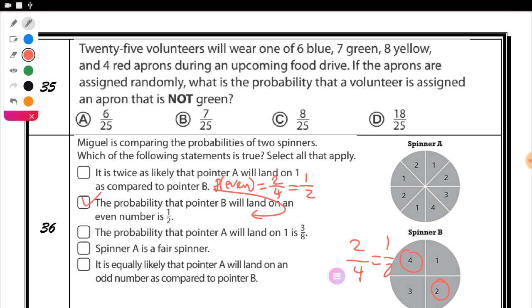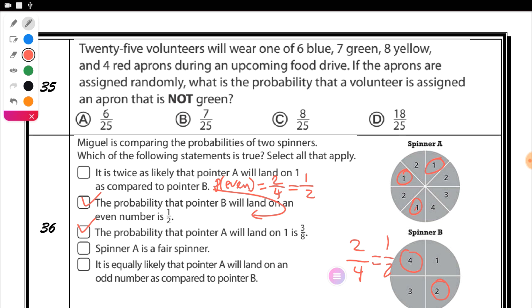Okay, number 3, the probability that pointer A will land on 1 is 3 over 8. We already calculated before. 1, 2, 3, 3 times, so it's 3 over 8, it's right. Spinner A is a fair spinner. Fair means it gives equal chance for each one. So it's not equal for 1. 1 appears 3 times, and 2 appears 3 times, but 3 1 time, 4 1 time, so it's unfair. So we will not choose it.